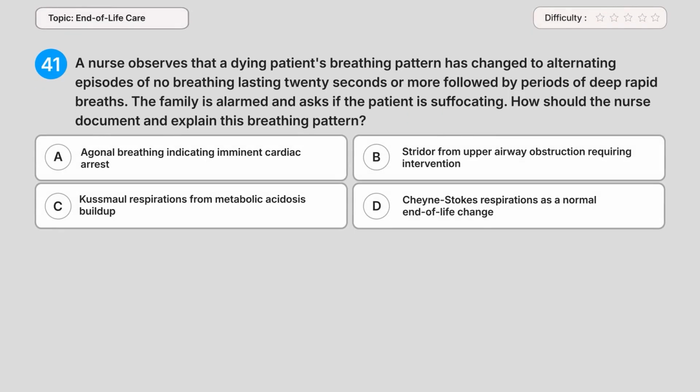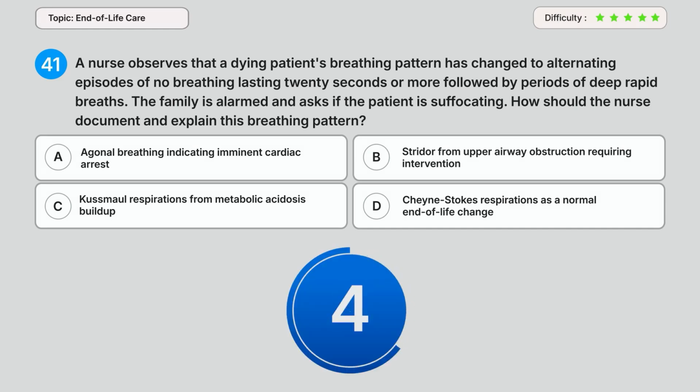41. A nurse observes that a dying patient's breathing pattern has changed to alternating episodes, no breathing lasting 20 seconds or more, followed by periods of deep, rapid breaths. The family is alarmed and asks if the patient is suffocating. How should the nurse document and explain this breathing pattern? A. Agonal breathing indicating imminent cardiac arrest. B. Stridor from upper airway obstruction requiring intervention. C. Kussmaul respirations from metabolic acidosis buildup. D. Cheyne-Stokes respirations as a normal end-of-life change.